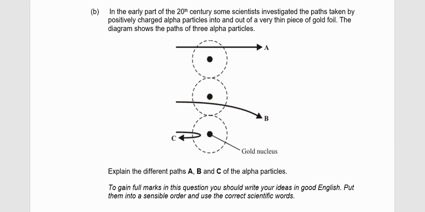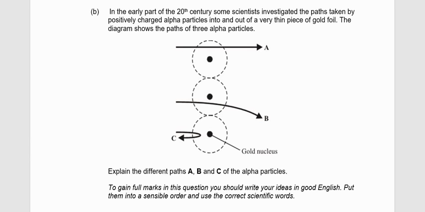Question 2b is about explaining the classic Rutherford gold foil experiment. It's important to notice that there are specific instructions. First of all, that you need to use good English. So this is partly a quality of written communication question. And secondly, you have to explain all 3 of the different paths if you want to get full marks.